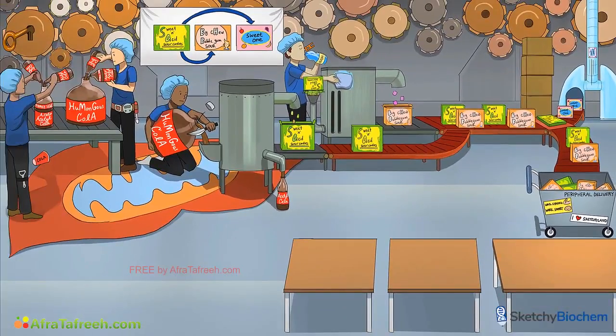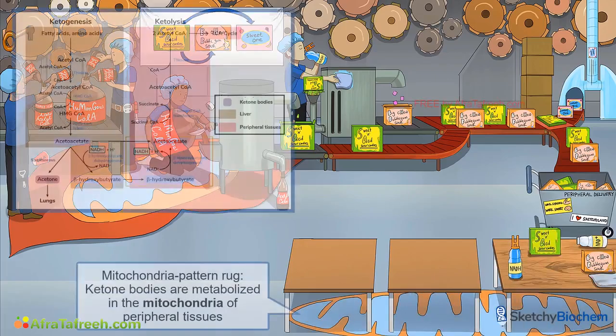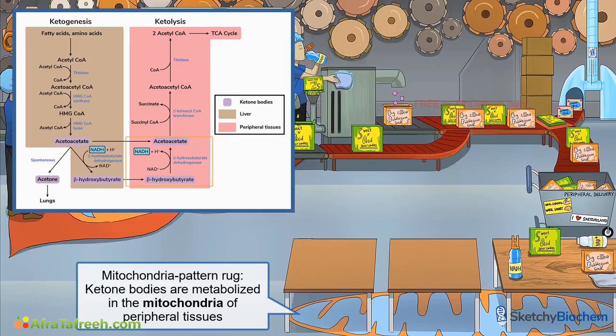So far, we've talked about how ketone bodies are made and where they end up. Let's now discuss how they're metabolized. But before we do, you should know that ketone bodies are metabolized in the mitochondria of peripheral tissues.